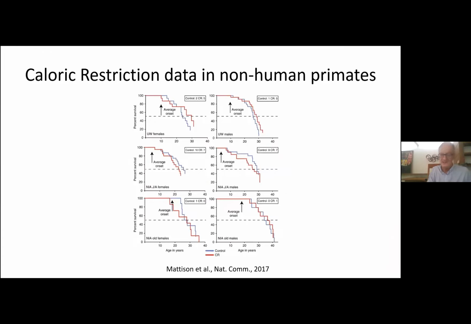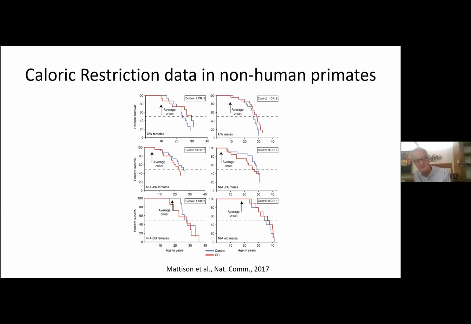And so in mice and rats, that benefit is quite large. You can get a 40% or 50% increase in overall lifespan in the calorically restricted animals compared to the ad libitum animals. In contrast, here's some data from two groups that have been doing a 30-year-long experiment in macaques and non-human primates, looking at caloric restriction. One done at the University of Wisconsin, the other one done at the NIA in Baltimore. And they've come to somewhat different conclusions.